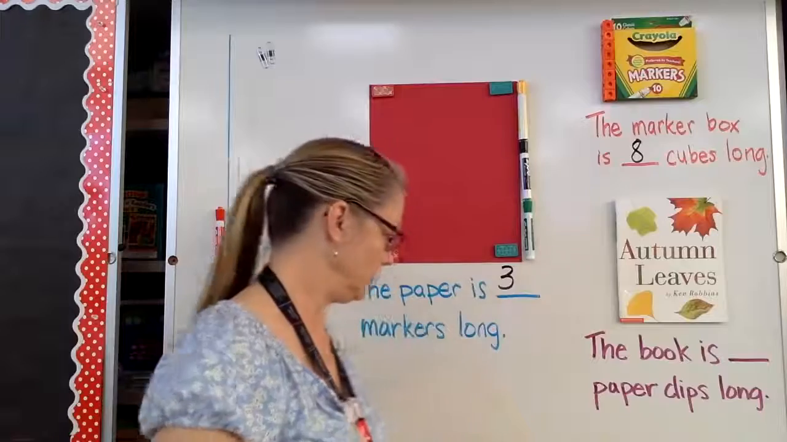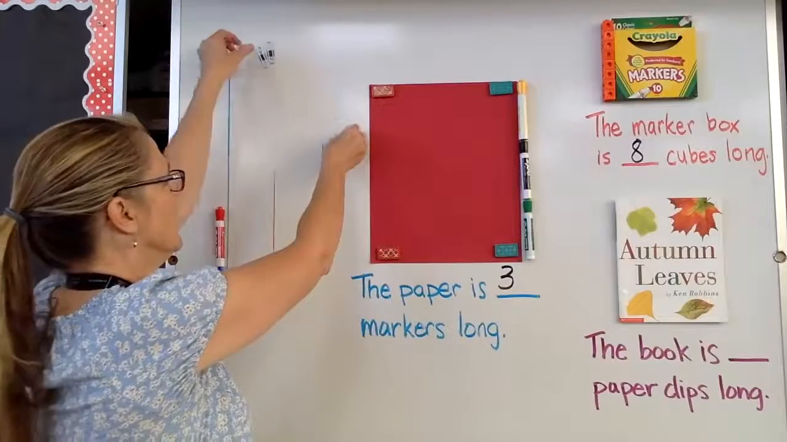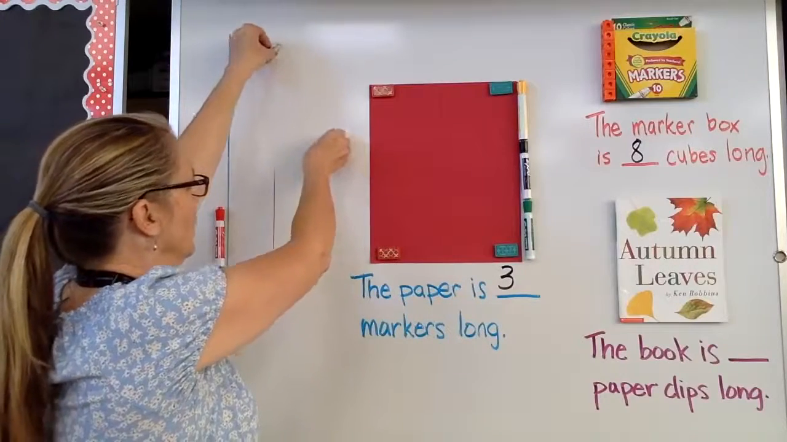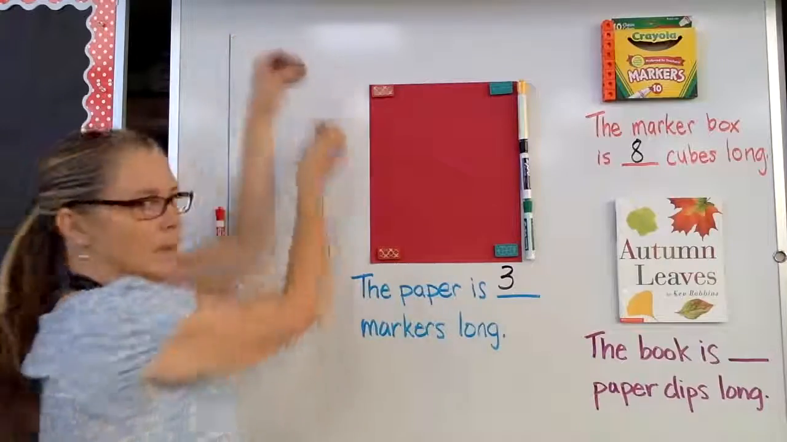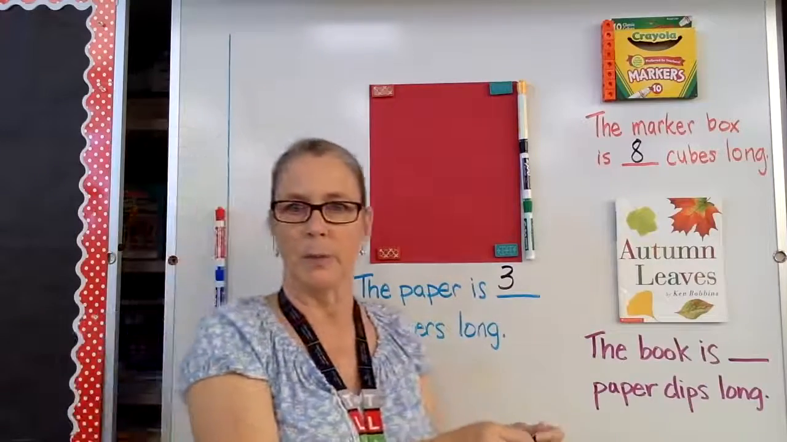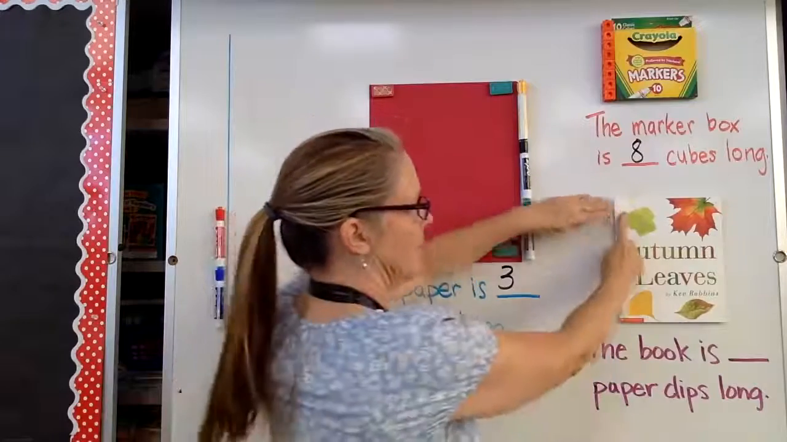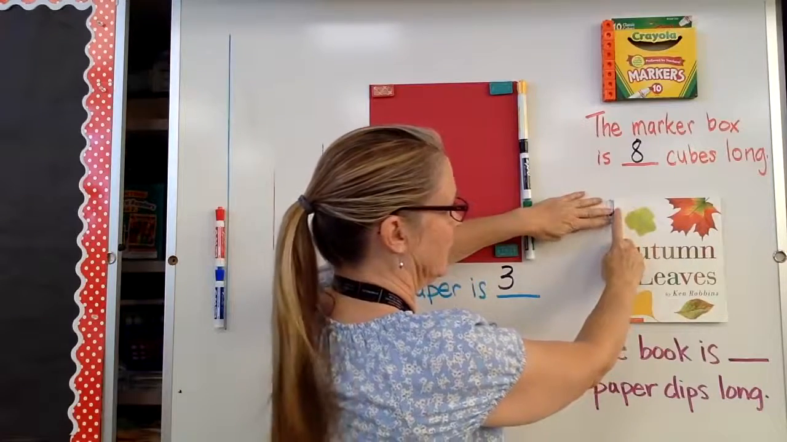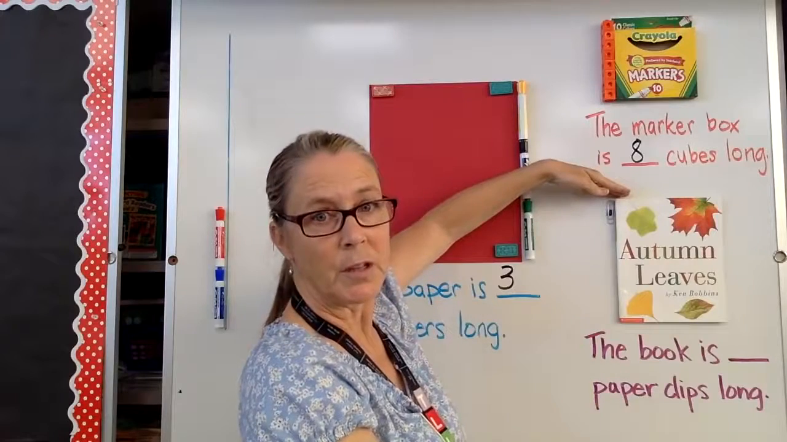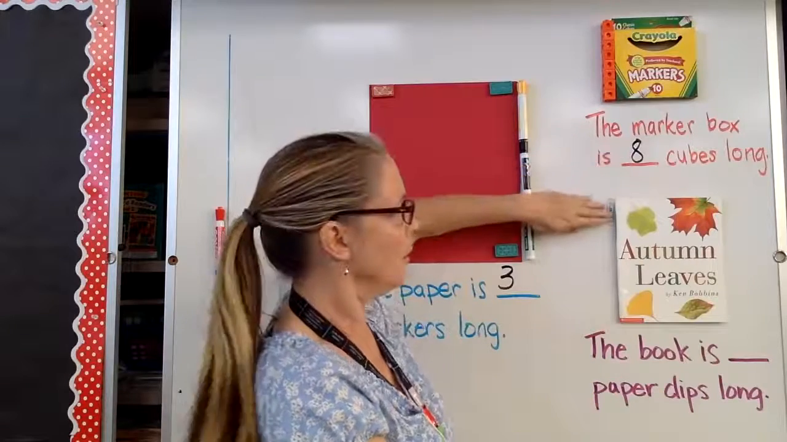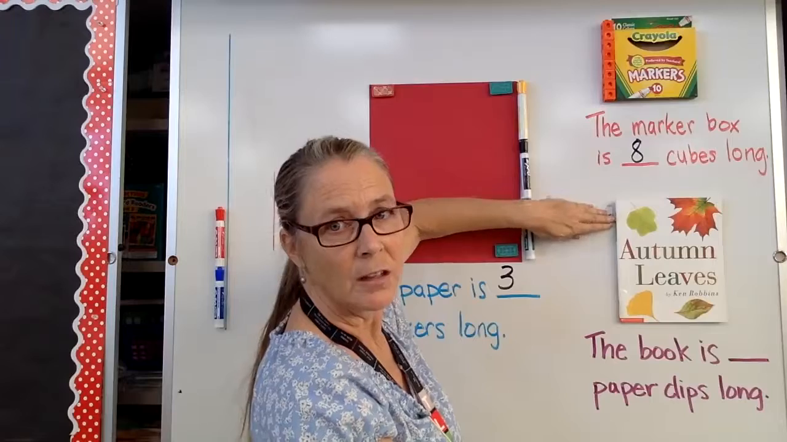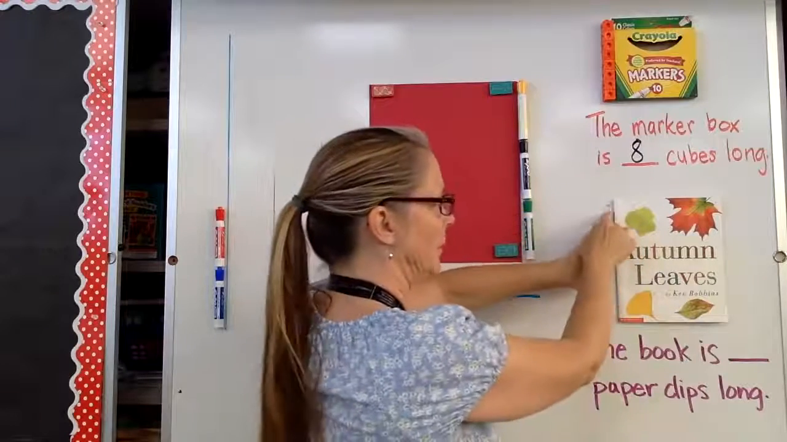Okay, so I'm going to get my paper clips. All right, and I'm going to measure this book. And I will start at the top. I'm going to go right to the very top, even with the book, not taller than the book, not less than the book. So it's even with the book.